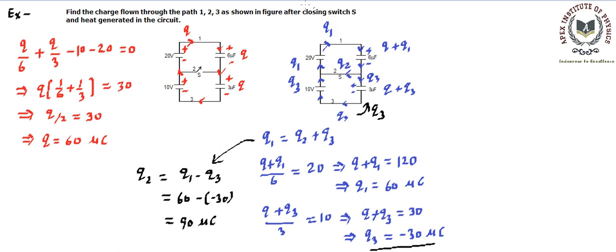Fine. This is how we can find out the charge flown through various branches of the circuit. Now let's talk about another part. For that sake I am drawing a partition. So another point is to talk about energy or heat. You can say heat, and it says the heat generated in the circuit.